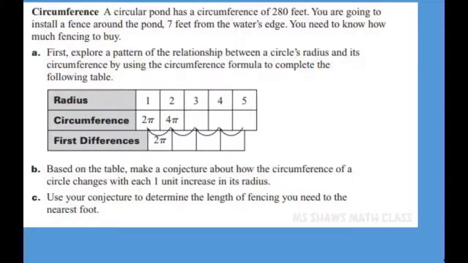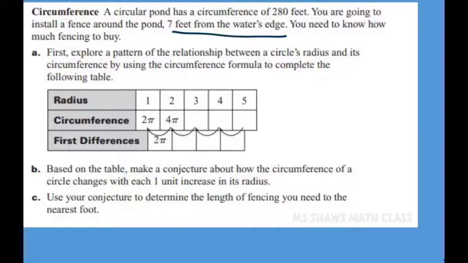Hello everyone. A circular pond has a circumference of 280 feet. You're going to install a fence around the pond 7 feet from the water's edge, and you need to know how much fencing to buy. So first we have to explore the relationship between a circle's radius and its circumference by using the circumference formula to fill in the following table.